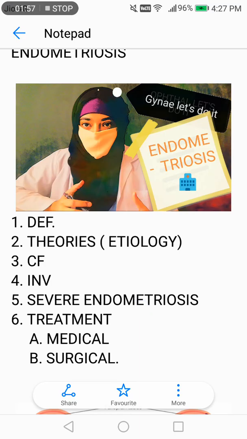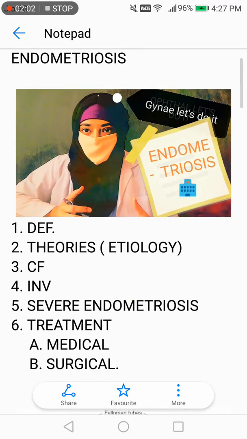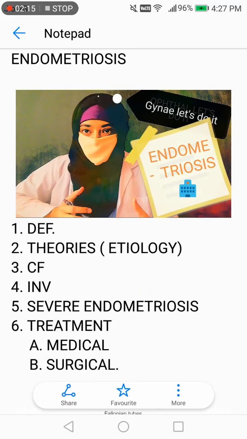Now coming to the clinical features. What do you think will be the prime clinical feature, the most common complaint with which the patient will visit you? Number one is pain. What type of pain? When we ask the patient, she'll say it's cyclical. It occurs during the menses. We call it dysmenorrhea. Sometimes it is even very excruciating, severe dysmenorrhea.